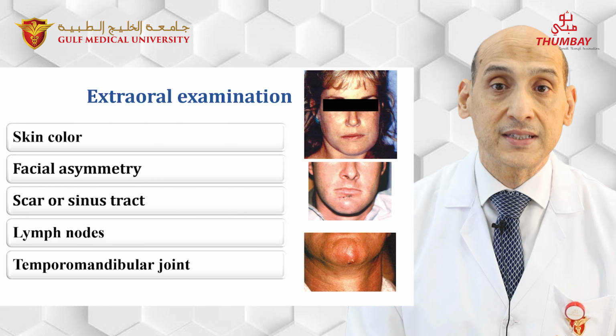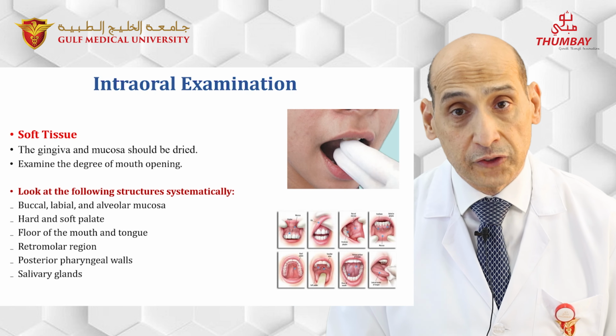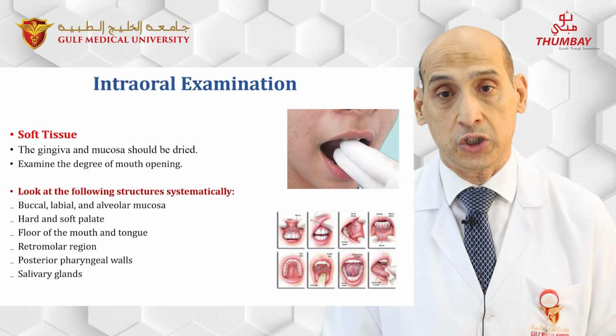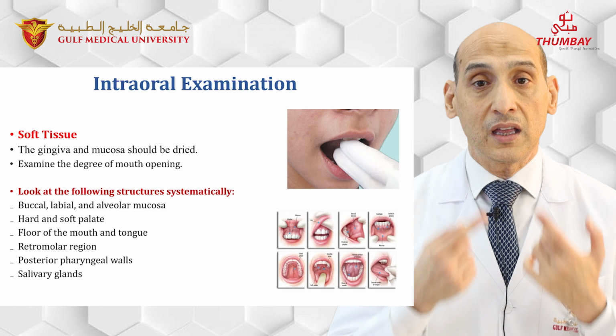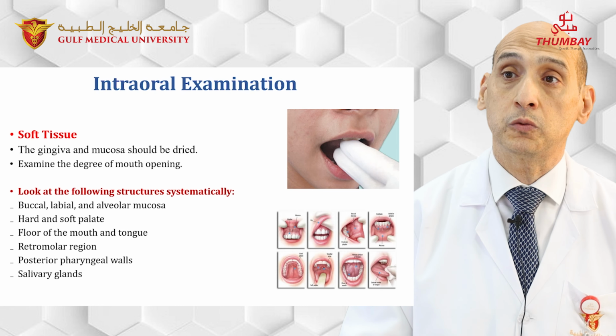Then we will start the intraoral examination. I'm going to examine the soft tissue and the hard tissue. I will start with the soft tissue. I'm going to examine the buccal mucosa, the labial mucosa, the alveolar mucosa, the hard palate, the soft palate, the floor of the tongue, the lateral borders of the tongue, the retromolar regions, and even the pharyngeal wall; they should be examined. So I'm going to start with the soft tissue.